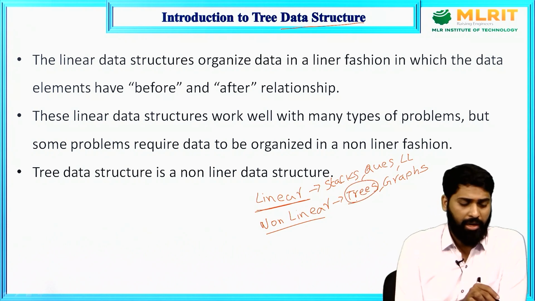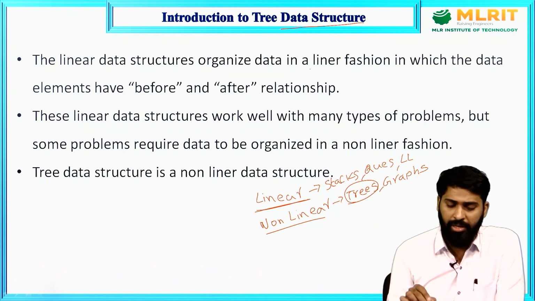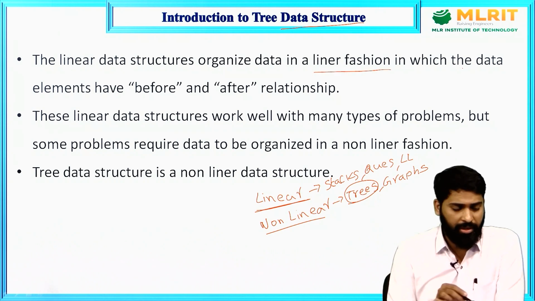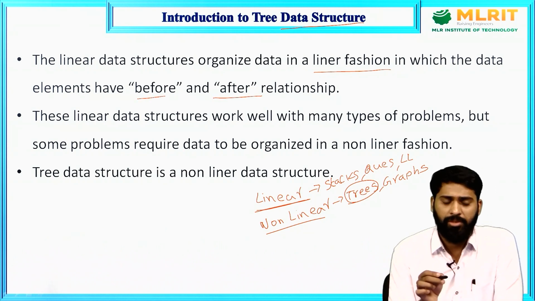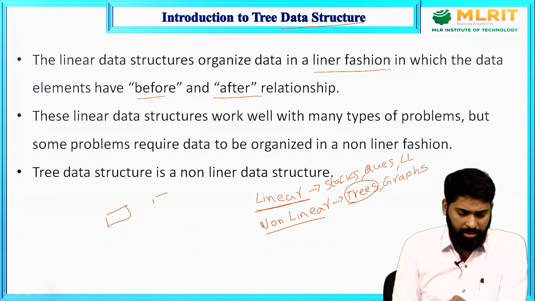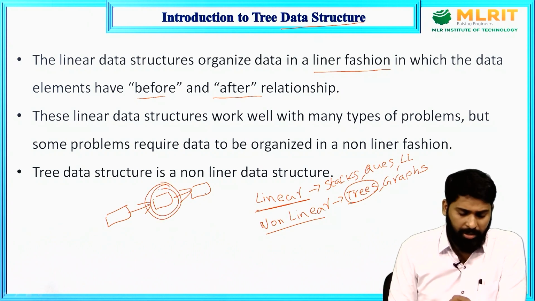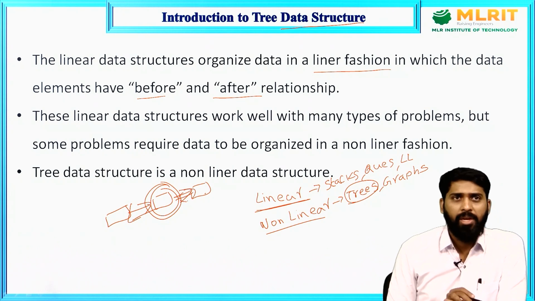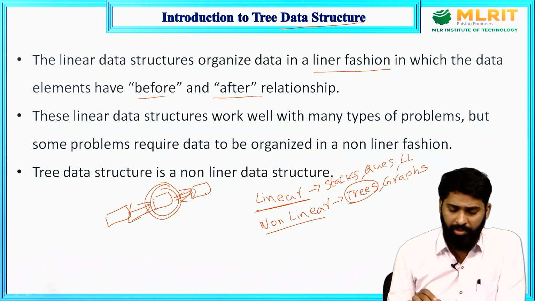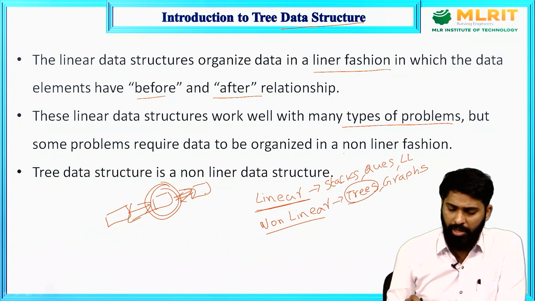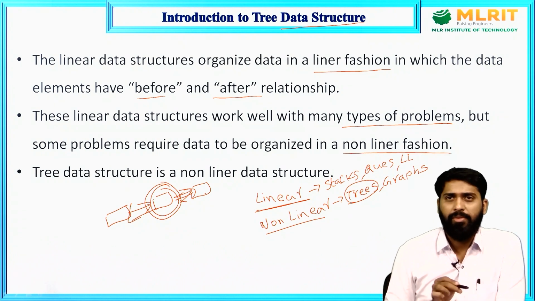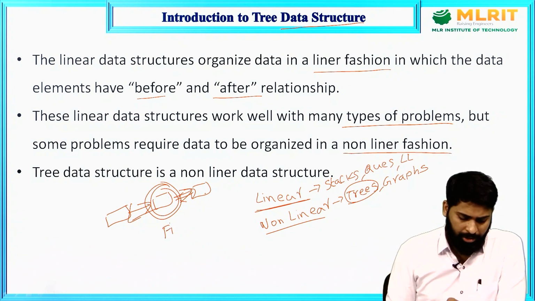The linear data structures organize data in a linear fashion in which the data elements have before and after relationship. What is before and after relationship? So, consider a linked list. Linked list is a linear data structure. Now, this is the linked list. This element has the relationship with the before element and the after element. So, these linear data structures work well with many types of problems, but some problems require data to be organized in a non-linear fashion. So, for example, file organization.